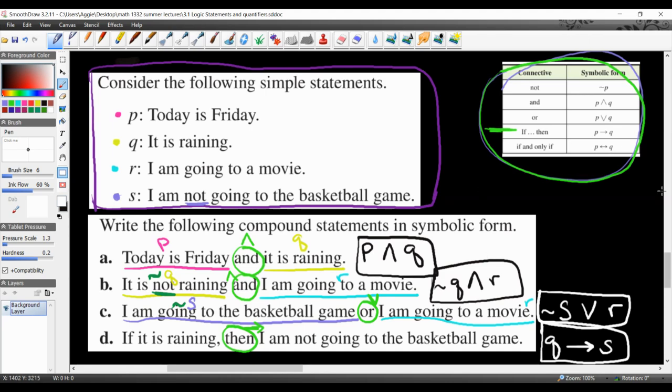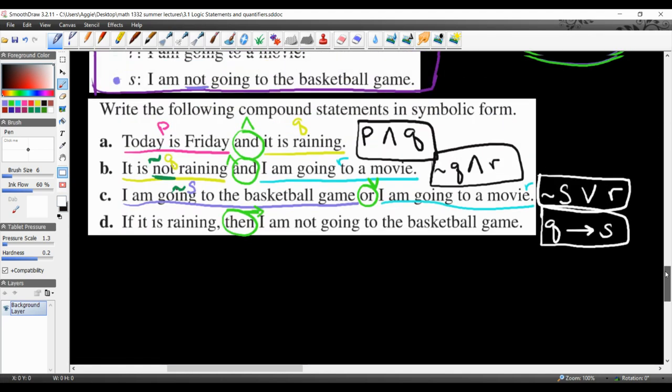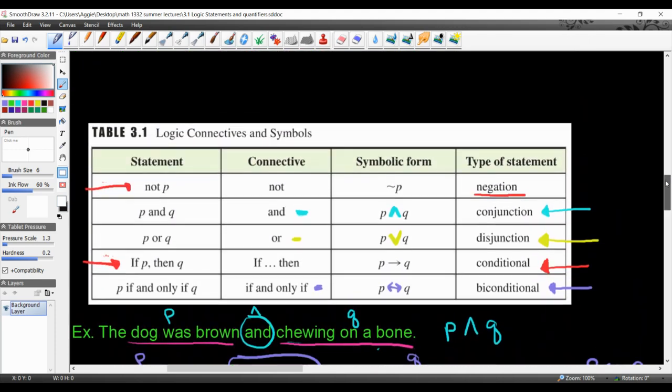Okay, so let's go ahead and move on. I think that's it for this side. Yeah, that's it for this side. So we're on the other side now.